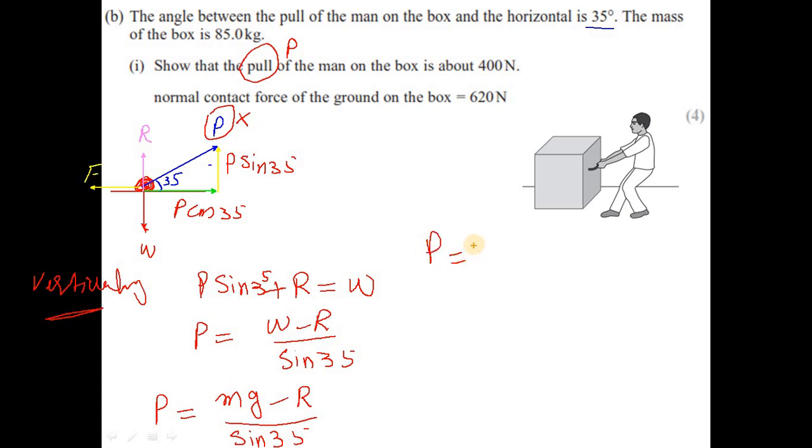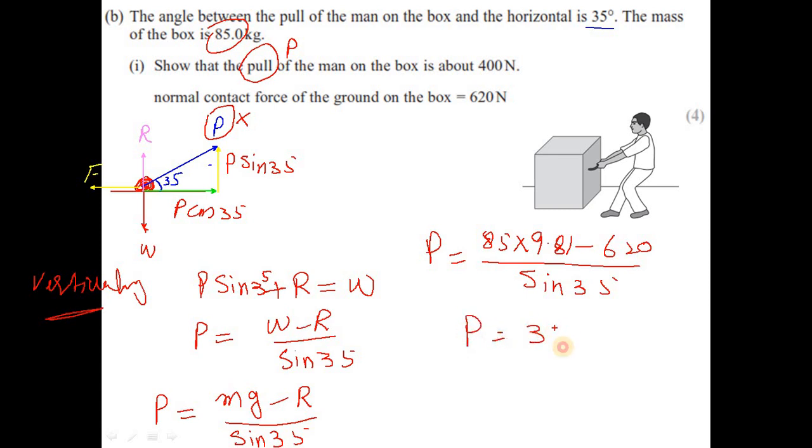So P is equal to m, which is the mass of the box, 85 times g, 9.81, minus R. R is the normal contact force, and the contact force is 620. Minus 620 divided by sine 35. And if you solve this, your value of P would be equal to 373 Newton. And if you round it off, P is approximately 400 Newton.